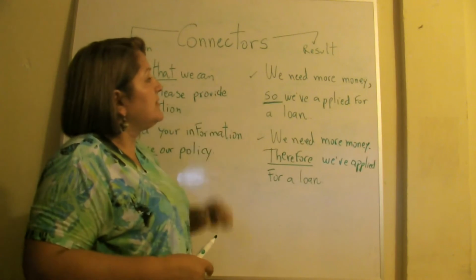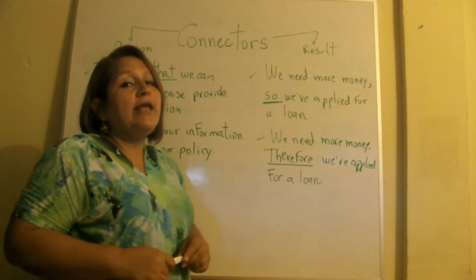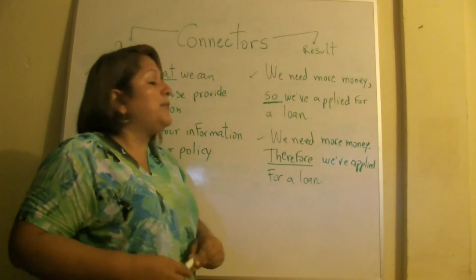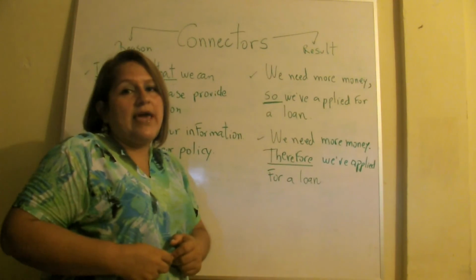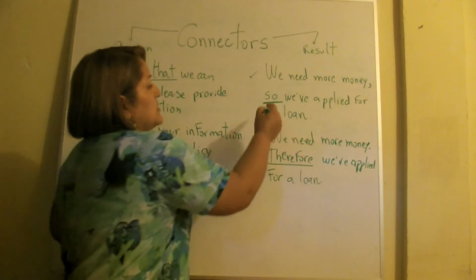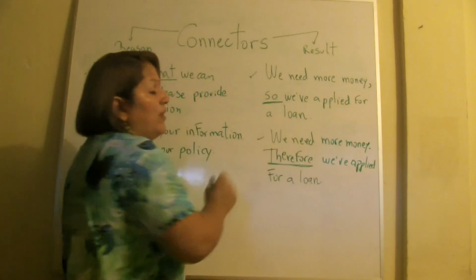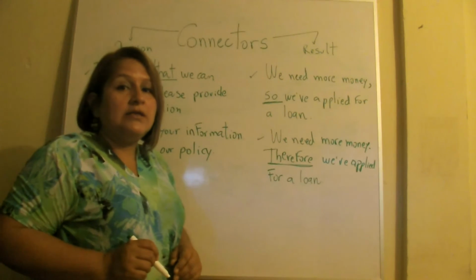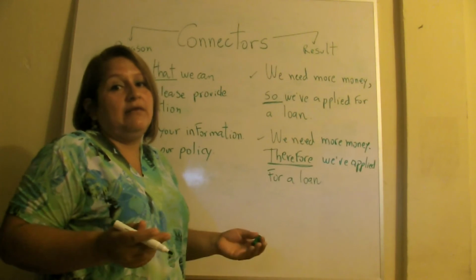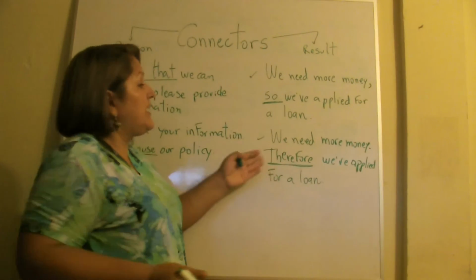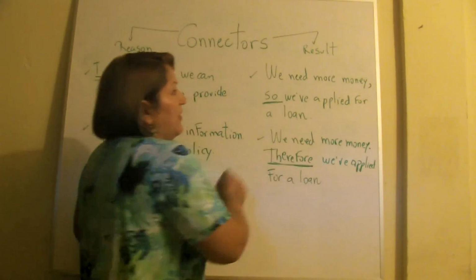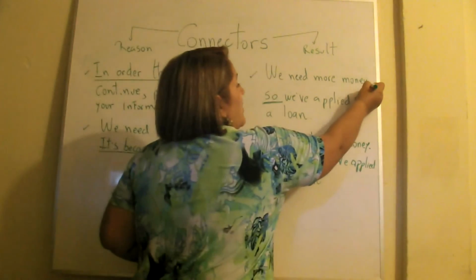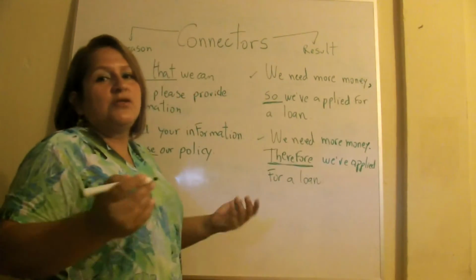Here, the same. We need more money. Well, what's the result? Okay, so we've applied for a loan. Remember, so and therefore have the same meaning, but you cannot begin the sentence with so. You can begin a sentence with therefore, for example. Then, after a comma, you begin with so.